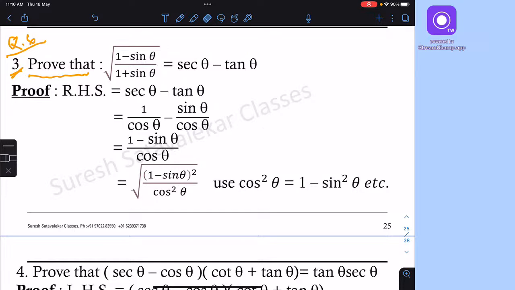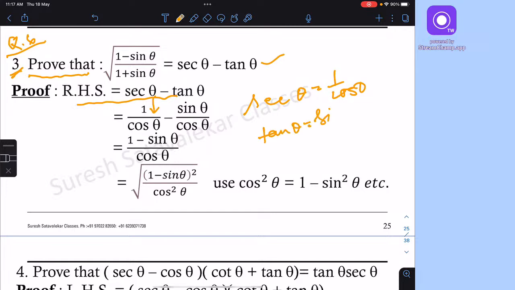So here RHS is sec theta minus tan theta. Now sec theta is equal to 1 upon cos theta. So sec theta I have replaced as 1 upon cos theta minus tan theta. Tan theta is equal to sin theta upon cos theta. So here sec theta minus tan theta I have written as 1 upon cos theta minus sin theta upon cos theta. Now the LCM is cos theta, so it is written once, and the numerator is 1 minus sin theta, that is written here.